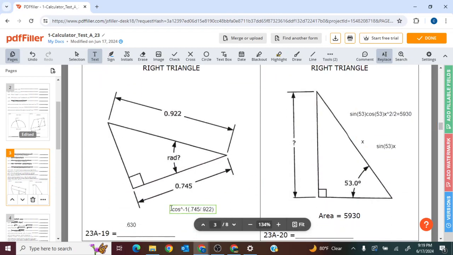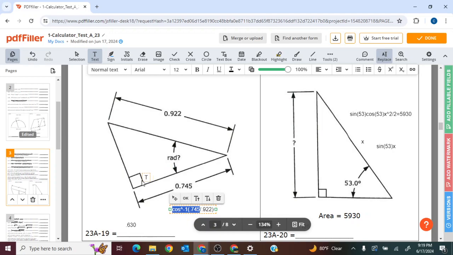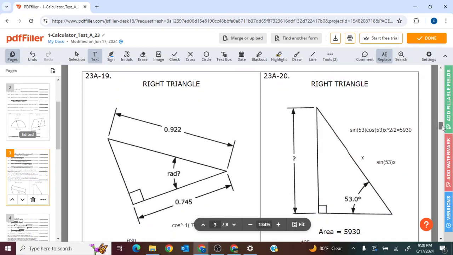19. Definition of inverse cosine. Cosine to the negative 1 of this value over this value. Just make sure you have it in radian mode. Cosine is adjacent over hypotenuse. You should get that.